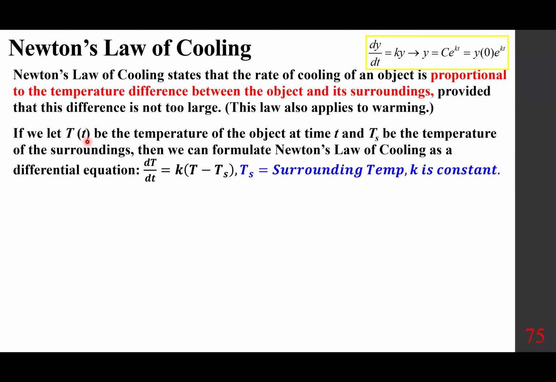If we let capital T of t, remember, capital T represents the temperature, be the temperature of the object at time t, and T sub s be the temperature of the surroundings, then we can formulate Newton's law of cooling as a differential equation. dT/dt, d capital T over d lowercase t, is k times the parenthesis T minus T sub s, and again T sub s is the surrounding temperature. K is a constant. So I want to show you how we arrive at the answer. You're not responsible for it. If you can follow it, you are in good shape.